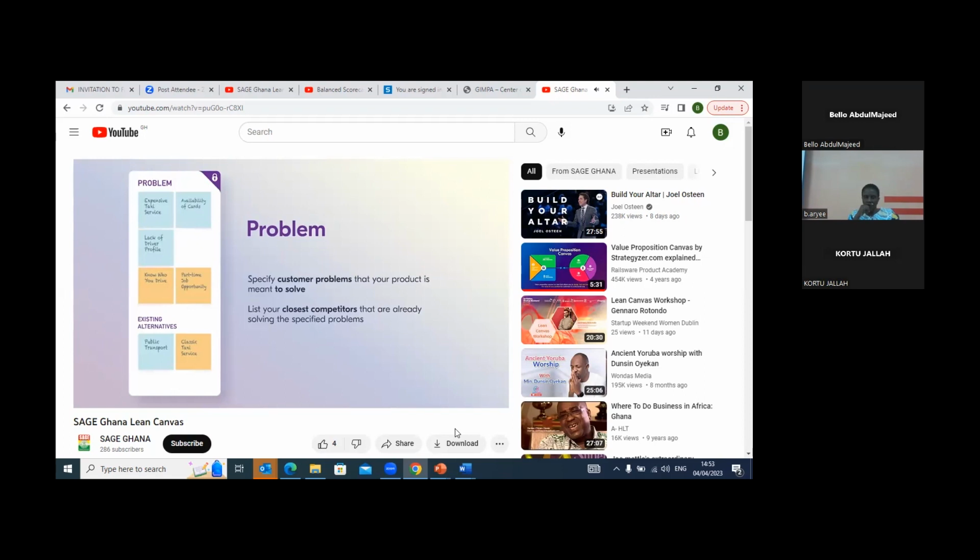In the existing alternatives section, you should place your closest competitors that are already solving the specified problems. We split the Uber existing alternatives according to different user segments. So passengers can opt for public transport, a taxi service, or ride with a friend. And drivers are limited to taxi service and other full or part-time jobs to get income.